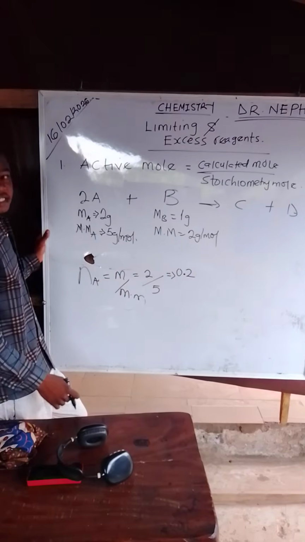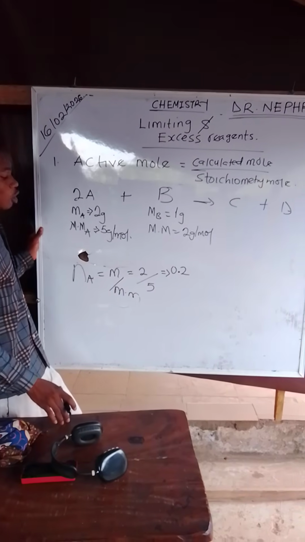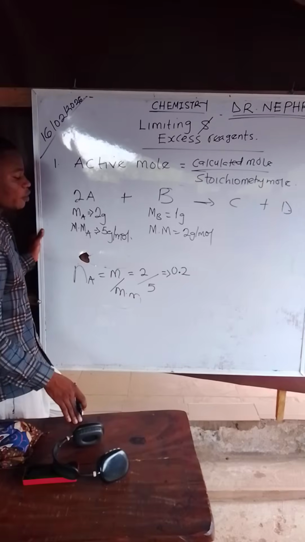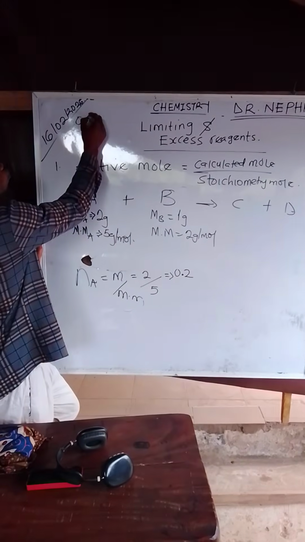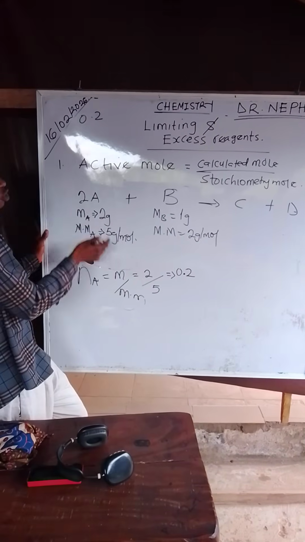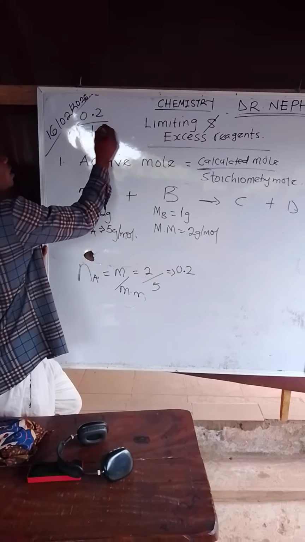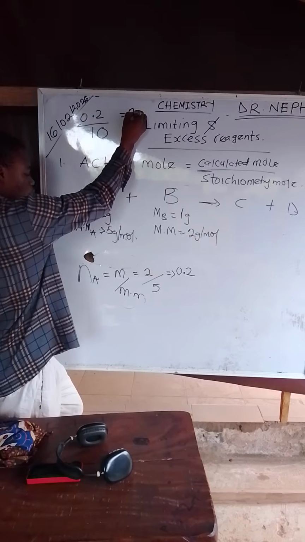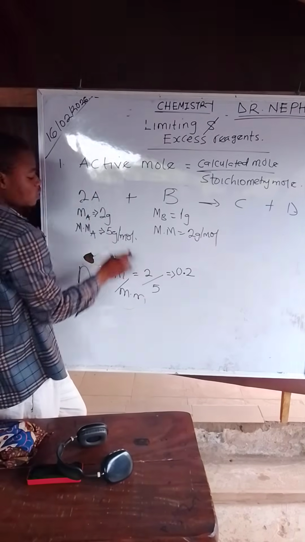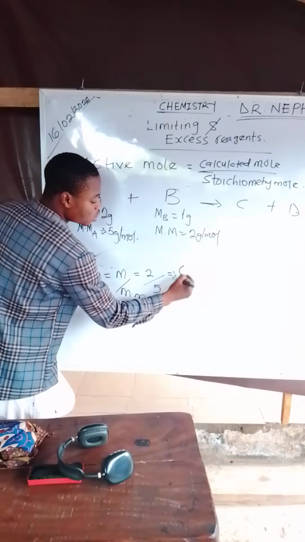Are we there? 0.2. To give me 0.2, because if I convert 0.2 to decimal, to proper or improper fractions, I'll be having what? You just put 10 here. So it will be 2 over... Sorry, what is it?